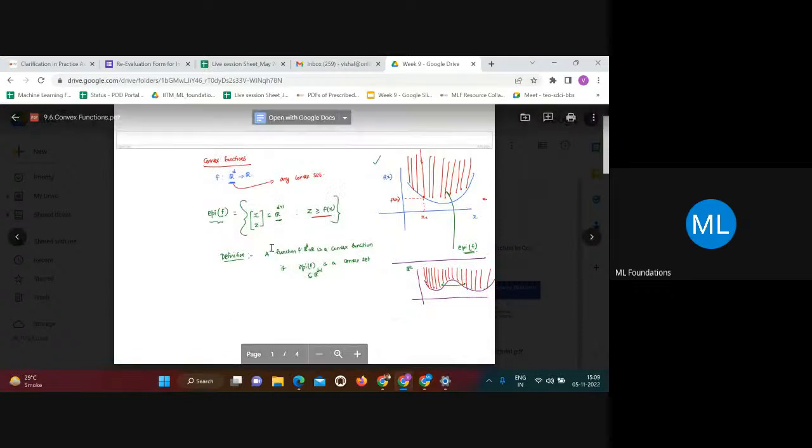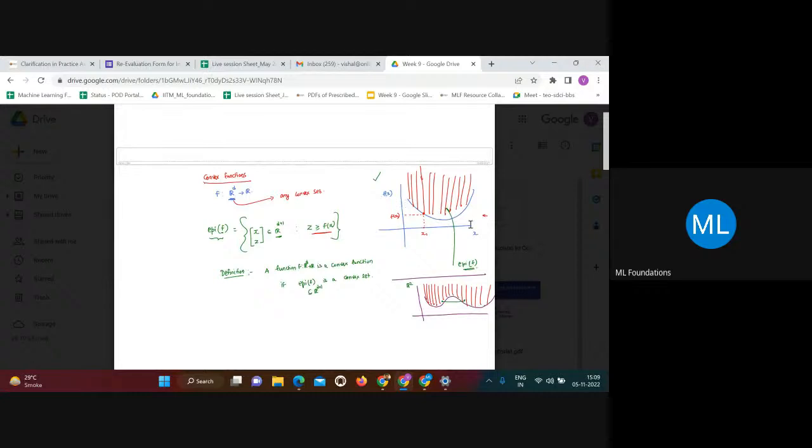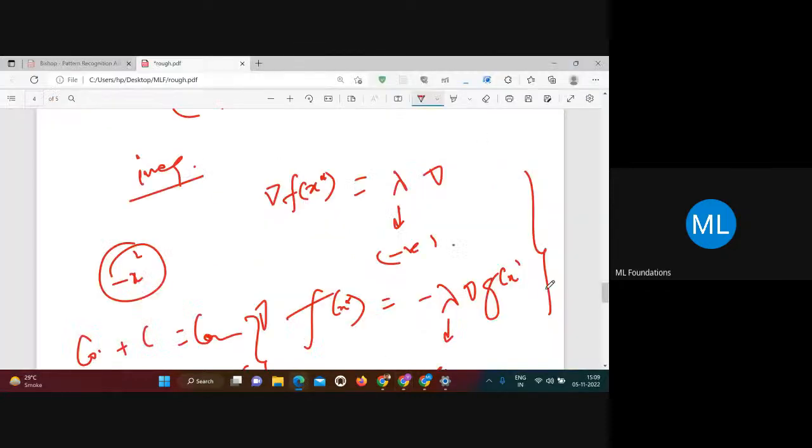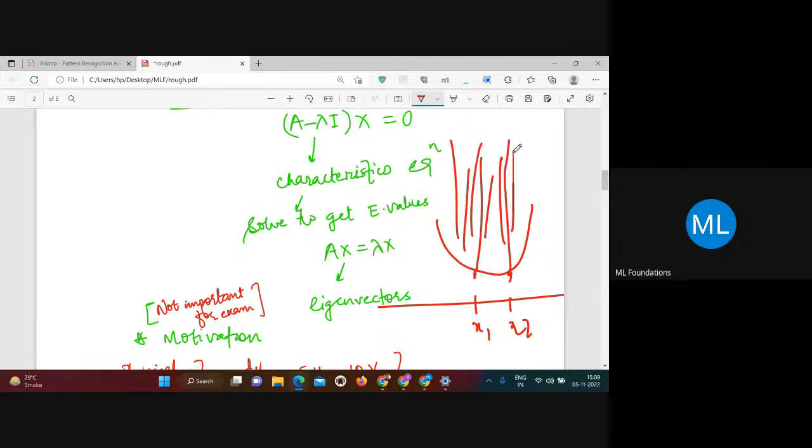Epigraph: if you're able to plot the epigraph of any plot, and that epigraph is a convex set, then it's a convex function. For example, the epigraph for this plot is the set of points (x, z) where z is greater than the function's value. This is a plot I have. For some point x1, this is f(x1), and we take all points greater than f(x1). This is the value at x2, f(x2), and all points greater than f(x2). So all those points lie above the curve.